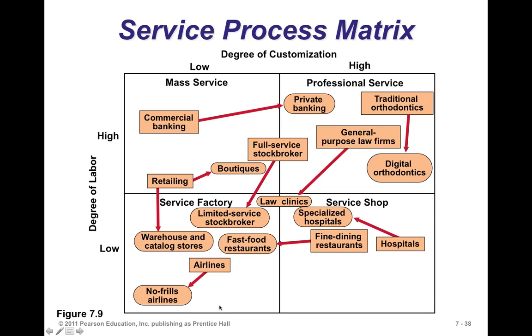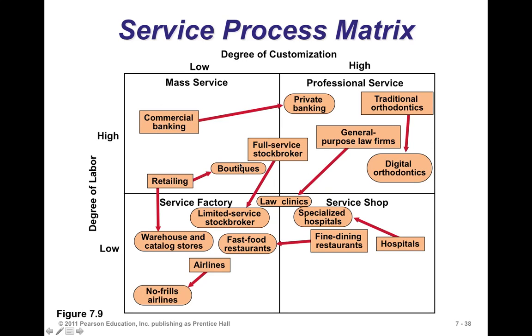So here, if we have a low degree of labor to capital, so that means you have a lot more equipment and capital costs tied up with that, and a low degree of customization, very little customization, we could call this a service factory. Service factory: fast food restaurants, limited service stockbrokers, warehouses, no-frills airlines. They don't customize anything for you. So we would call that a service factory. And here, if we have a higher degree of labor to capital, but still very little customization, you refer to that as a mass service. So that's the terminology that was proposed.